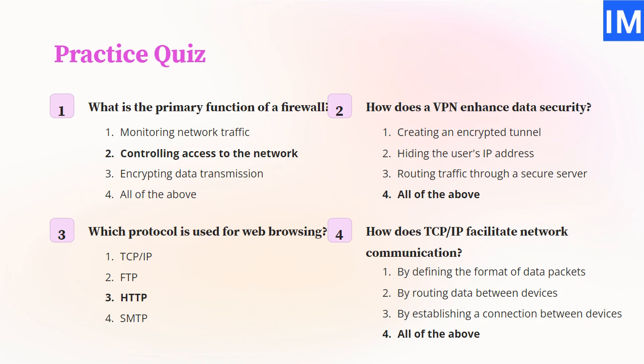How does a VPN enhance data security? It does all of the above. It creates an encrypted tunnel. It hides the user's IP address and also routes traffic through a secure server.